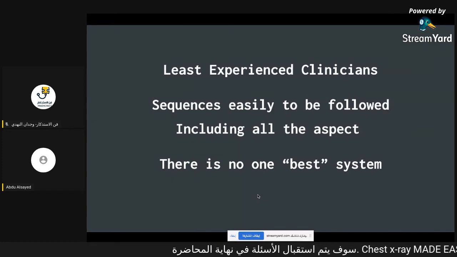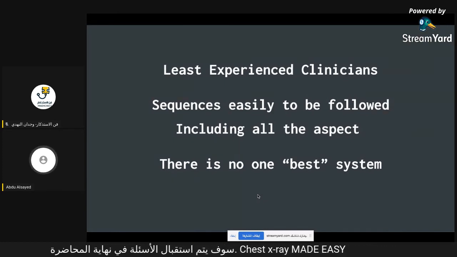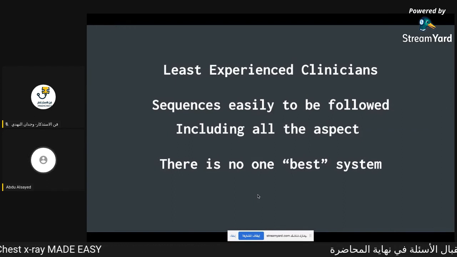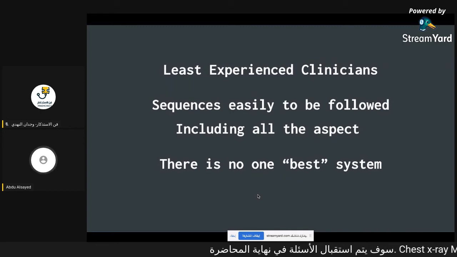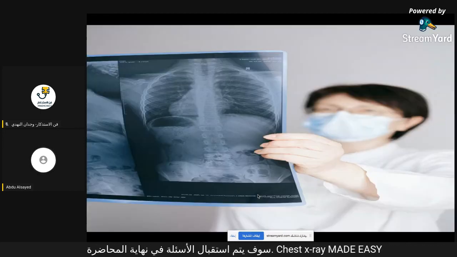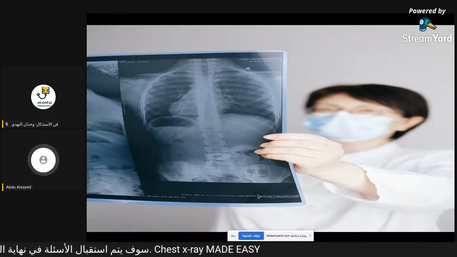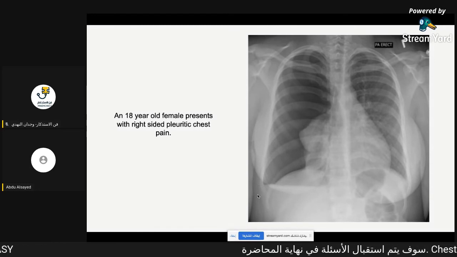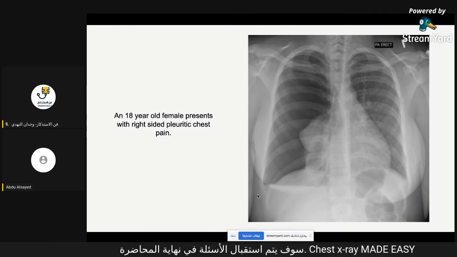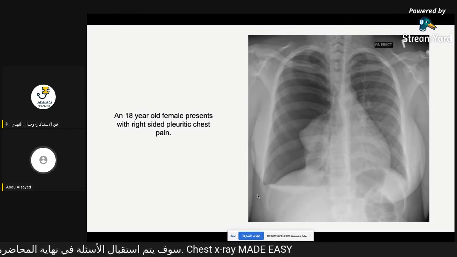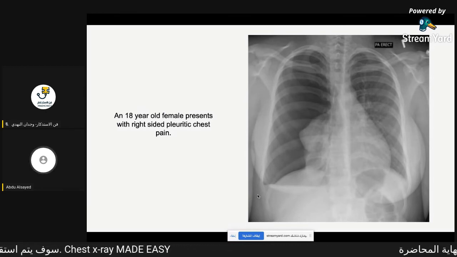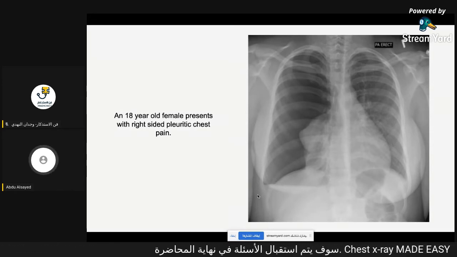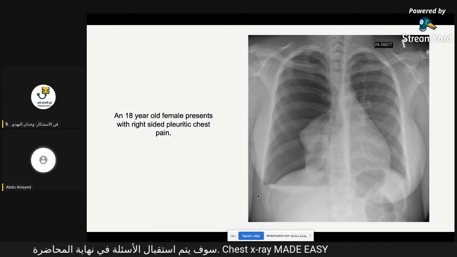Let's talk about some cases. This is an 18 year old female patient presenting with right side pleuritic chest pain. I cannot see the chat, so I cannot comment. I cannot interact with you. But I can give you just a second to evaluate the chest X-ray. It's obvious. A second year medical student can interpret that.